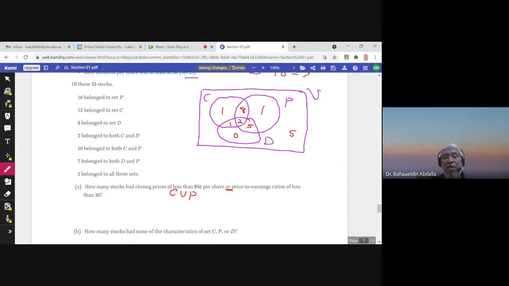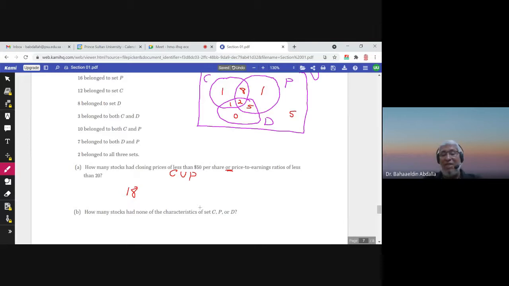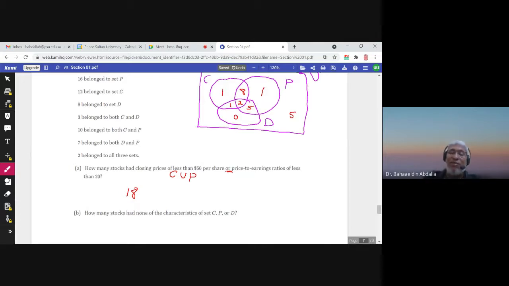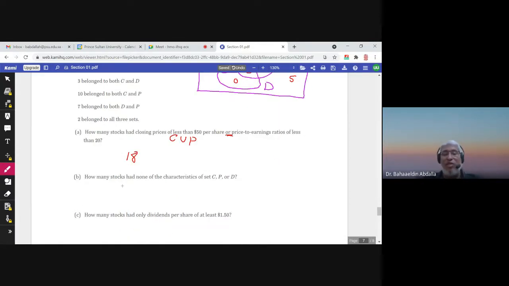Okay. How many stocks? So you just add the elements, the stocks inside C and P. So I have 1, 8, 1, 10 plus 5, 15 plus 3, 18. All of these numbers are in C and P. So I have 18. Okay. How many stocks had none of the characteristics of C, P, and D? So it's not in any one of these. So we have 5 outside. So the number is 5 stocks.